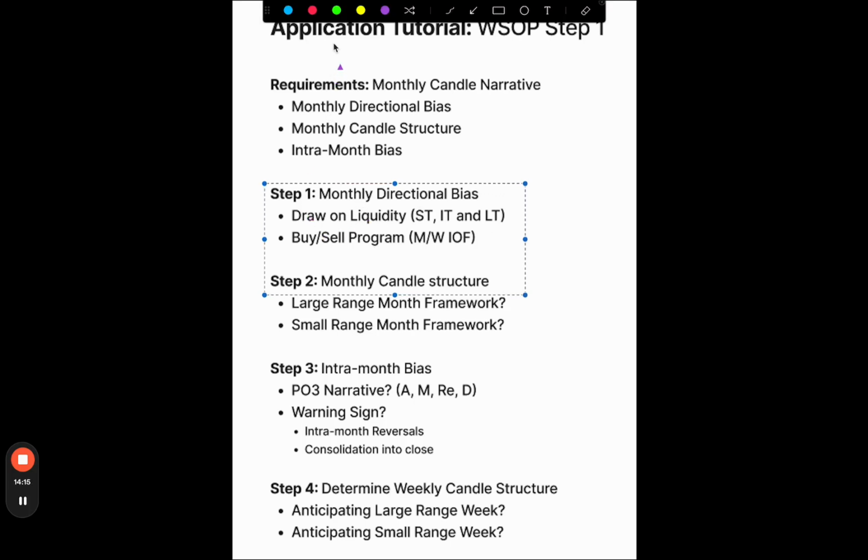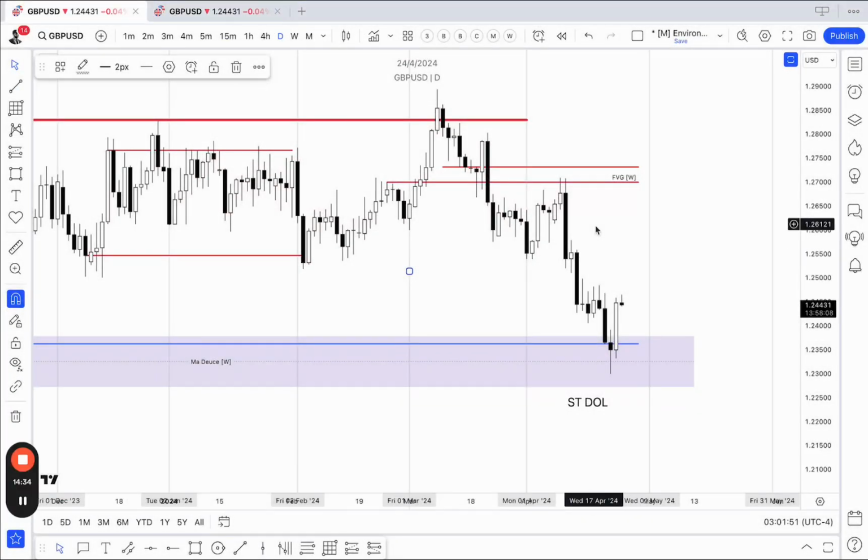But then, once we have directional bias and candle structure for the monthly candle, now we can start going inside of that candle. And this inside of the candle here, this is exactly how we start framing the weekly candle structure here. So this is pretty much the last step. Okay, so let's go ahead and go inside.